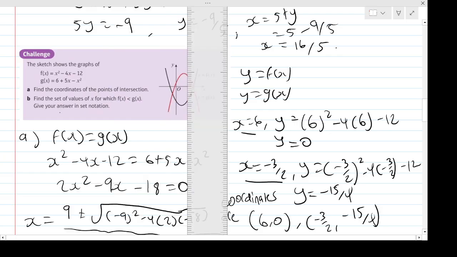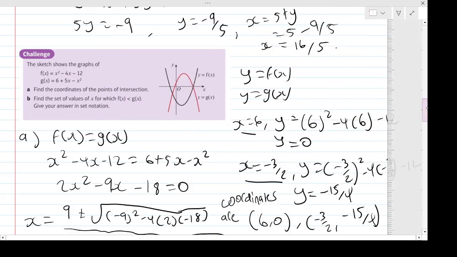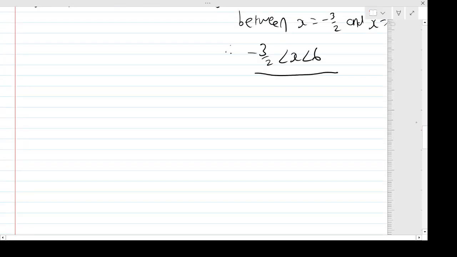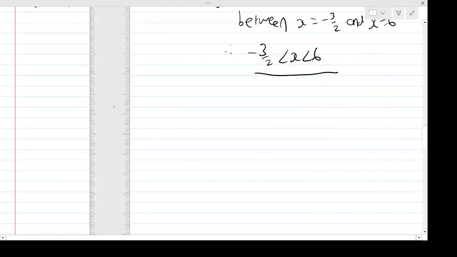It then says give your answer in set notation. We covered that extensively in the linear inequality section a few chapters back. We looked at how we write an inequality like this in set notation. So you should remember that we can write that as a set, so a curly bracket, which means a set of the values of x such that, so x, and then this colon means such that.